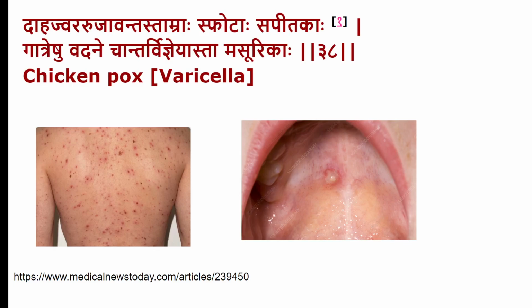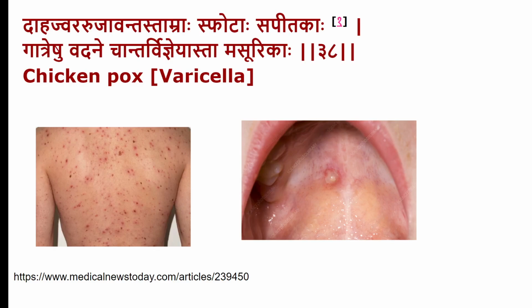Now, Masurika is also mentioned in the Kshudraroga, and it's also mentioned later on in the Janapadodhvamsa Vyati. So there again you have the similar question of when it has to be considered as Janapadodhvamsa Vyati, and when it has to be considered as a Kshudraroga. But clinical features of this would be very much typical of the varicella infection, or what we call chickenpox. The typical appearances would be दाहद्वार रुजाबन्धः ताम्राः स्फोटाः सपीतकाः गात्रेषु वदने च अन्तः विज्ञेयाः ते मसूरिकाः.